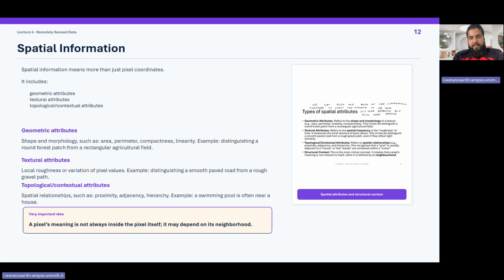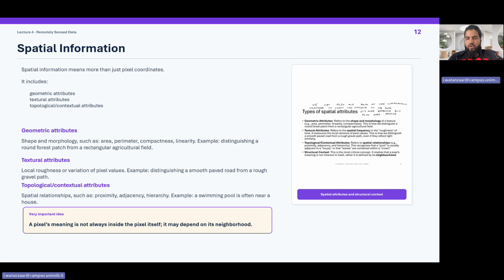Now we're discussing the spatial information. Okay, we understood about the spatial resolution or geometric resolution. That was the type of the resolution. What exactly does spatial information mean? Spatial information means more than just pixel coordinates. Now here we are discussing step by step the spatial information, why it's not just pixel coordinates about the land cover or object or the target.